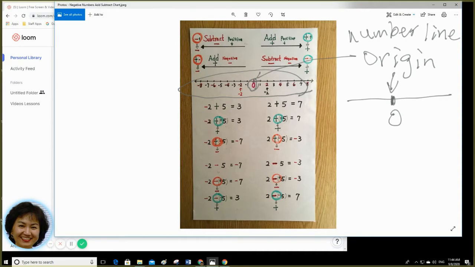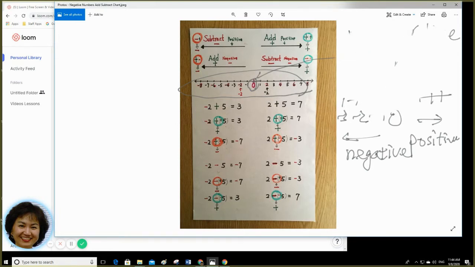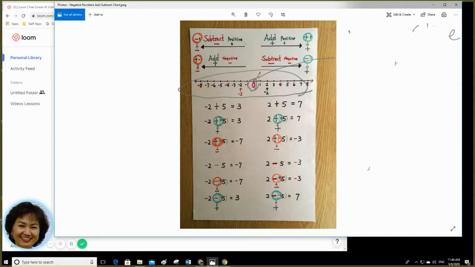Then we go to 1, 2, 3, 4 this way. That's a positive number. Then we go to -1, -2, -3 this way, that's a negative number. Okay, now, once we know that, we have to see where we are going using this example here, okay?